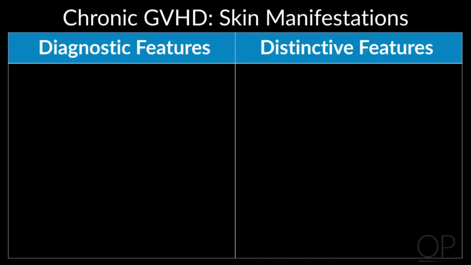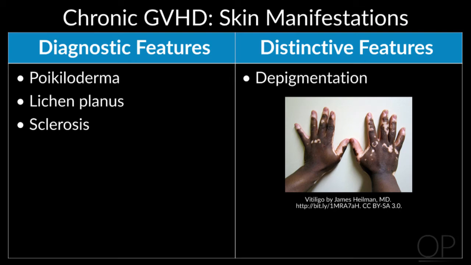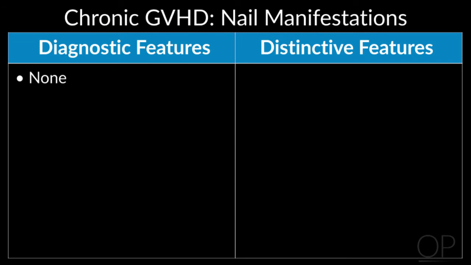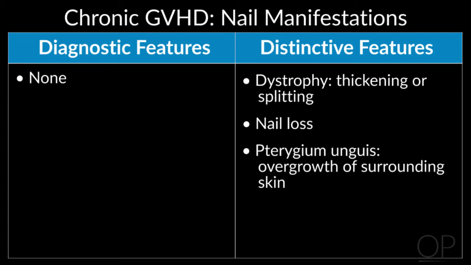The distinctive features that you can use, you can't make your diagnosis of chronic GVHD based on this, but it makes you think about it, are depigmentation of the skin, so areas of hyperpigmentation juxtaposed with areas of lack of pigmentation. We've seen patients completely lose their melanin of their skin due to graft-versus-host disease. So impairment of the sweat can occur due to GVHD. Within the nails, you can see dystrophy, so thickening or splitting of the nails. You can see nail loss, actually children losing their fingernails or toenails due to GVHD, or pterygium unguis, which is overgrowth of the skin surrounding the nails.